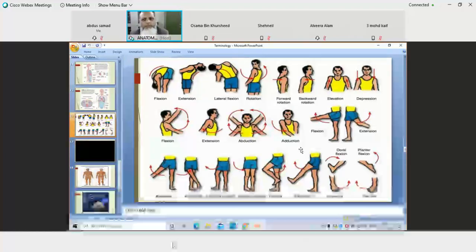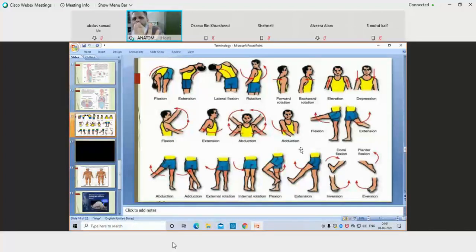So angular movement or flexion is also, you can say, the bending movement. Flexion, which is associated with the decrease in the angle, is also known, in simple words, as bending movement. Wherever the bending is happening, that is flexion. Now see the fingers.